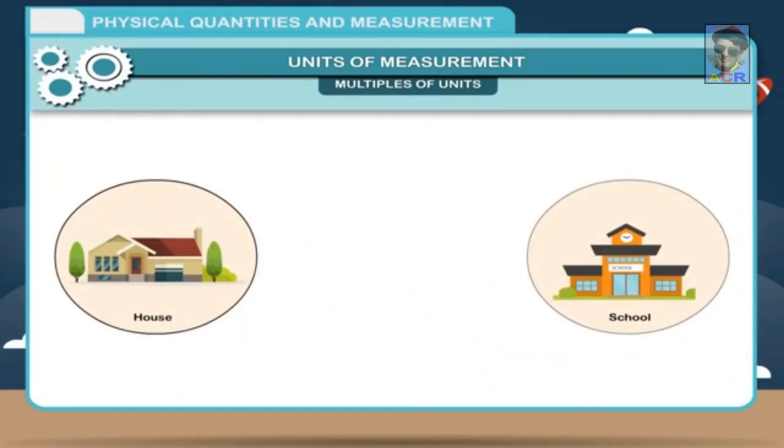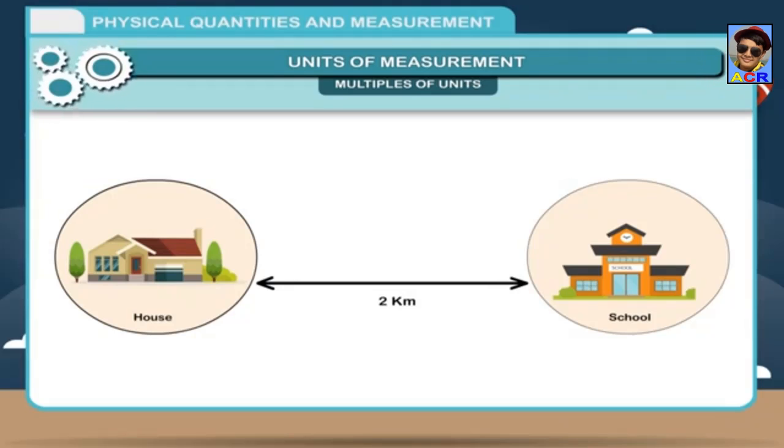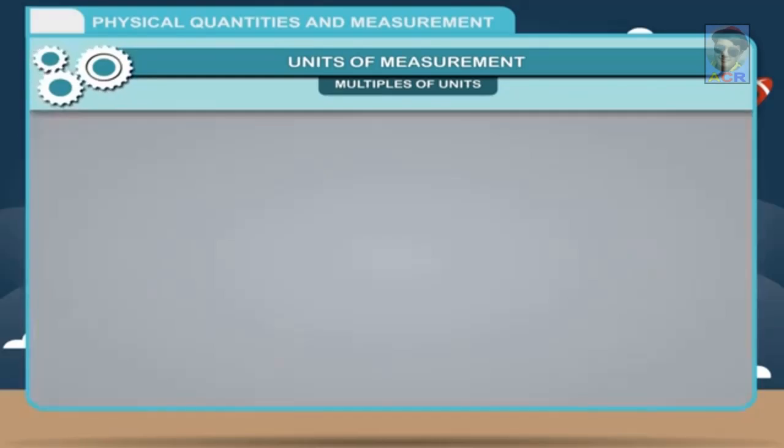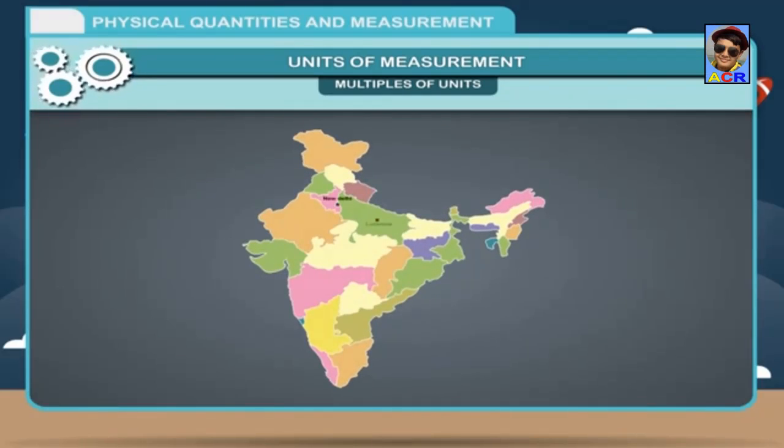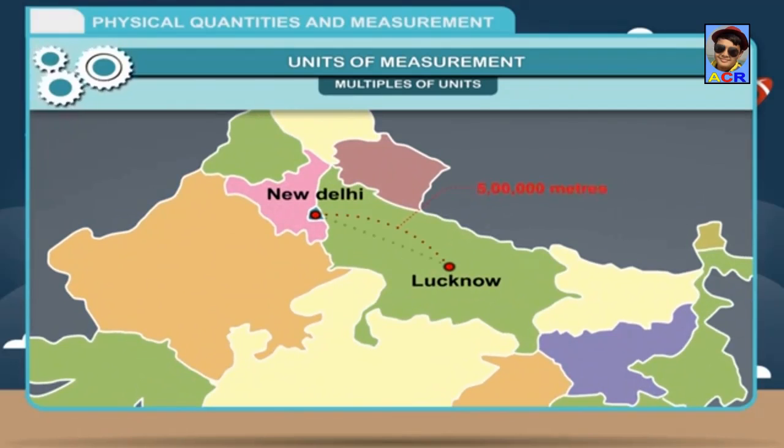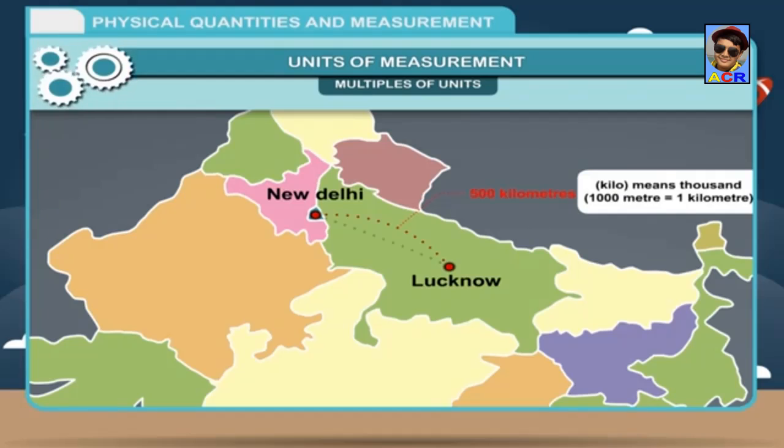Multiples are the factors used to create larger forms of units. For measuring long distances of length, meter and centimeter are not convenient. For example, the distance between Delhi and Lucknow is approximately 5 lakh meters, which is inconvenient to use. The easy way to say this is, the distance between Lucknow and Delhi is 500 kilometers. Here, kilo means 1000; 1000 meters is equal to 1 kilometer.